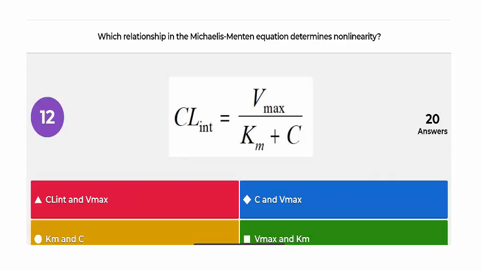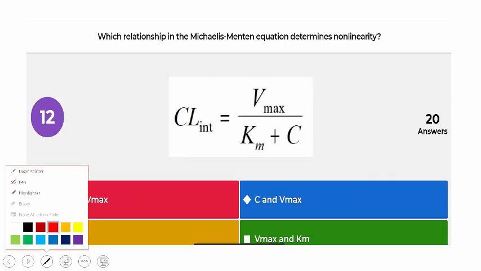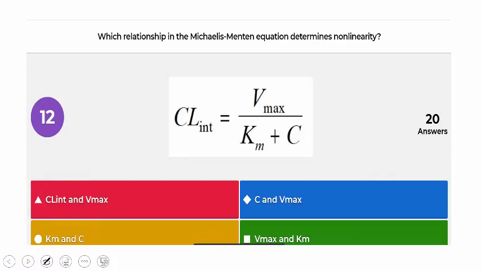First, which relationship in the Michaelis-Menten equation determines nonlinearity? Well, as we know, this is just for intrinsic clearance. We can use this Michaelis-Menten format for many other things like binding or our Emax model or renal secretion, right? Other Michaelis-Menten type systems. So what determines nonlinearity?